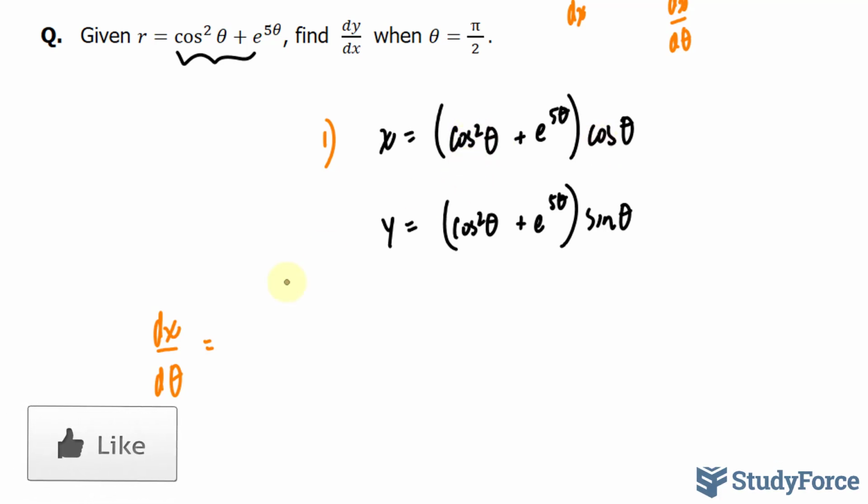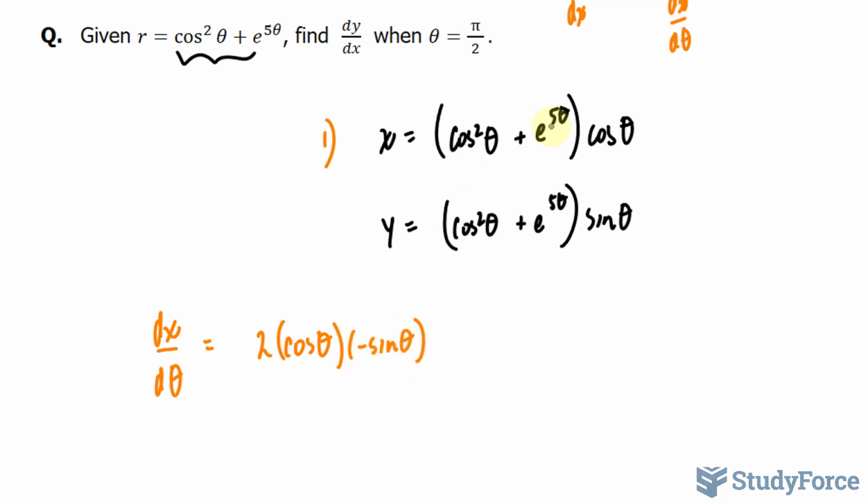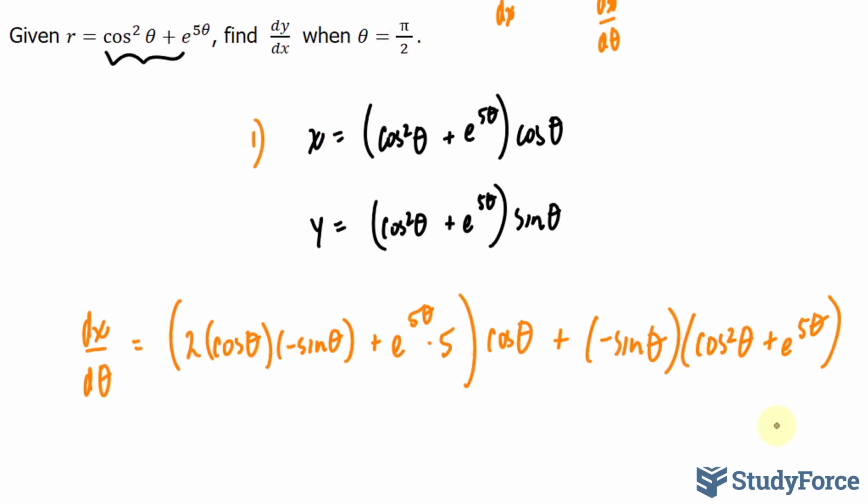The derivative of cosine squared theta is 2 cosine theta, subtract this 2 by 1, and the derivative of cosine theta is negative sine theta. Plus the derivative of e to the power of 5 theta is e to the power of 5 theta times the derivative of 5 theta, which is 5. I just found the derivative of this factor, and I'll multiply it to cosine theta. Now I get to find the derivative of cosine theta, which is negative sine theta times this expression. That takes care of the derivative of our first equation, and now our second equation.